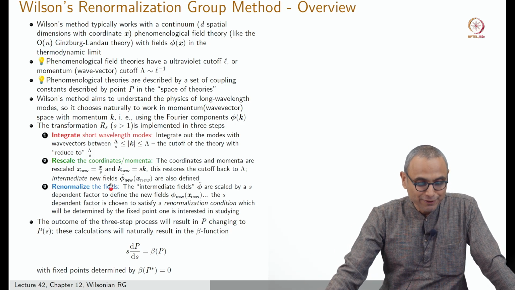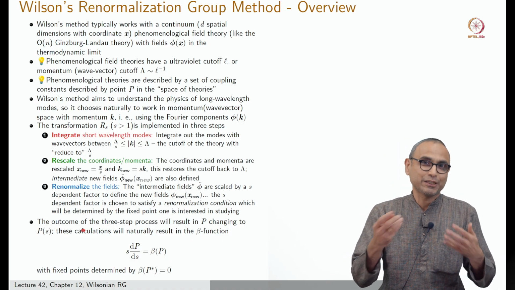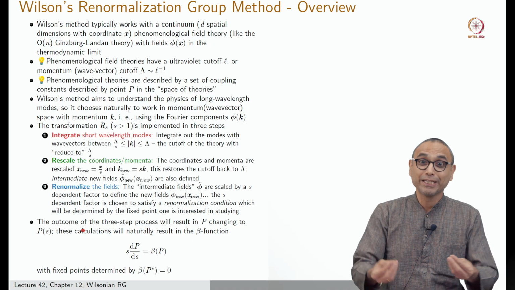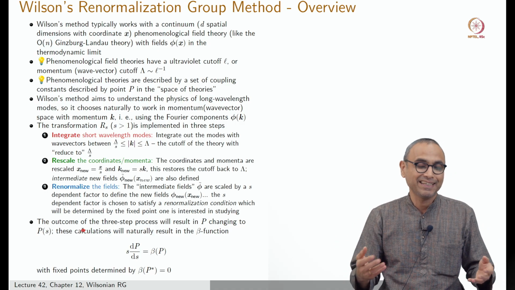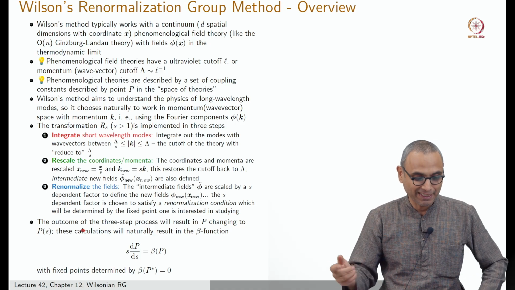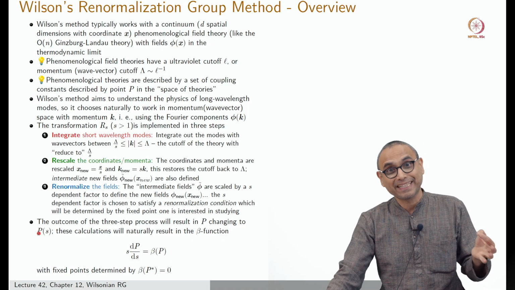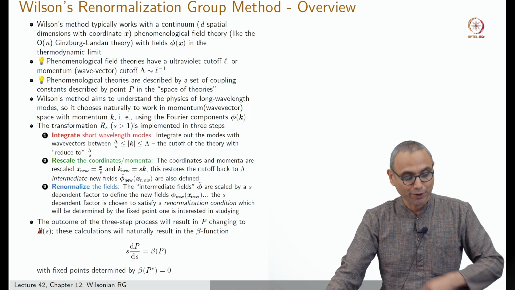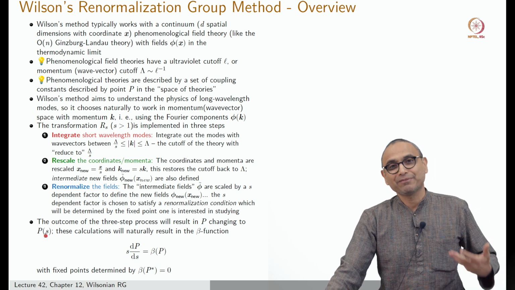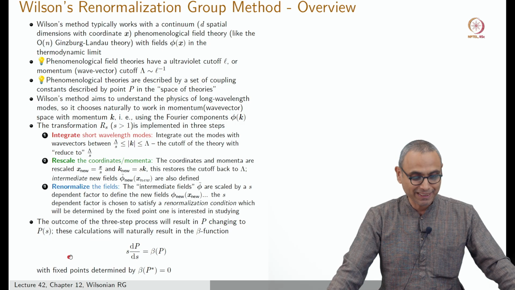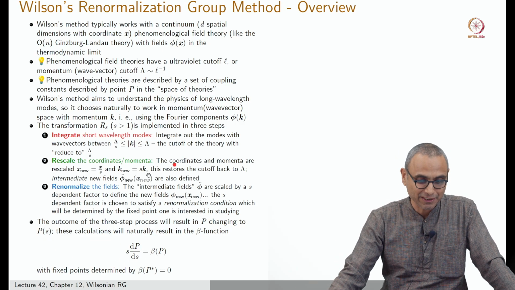The outcome of this whole story is that the coupling constants you started off with will change to a new set of coupling constants. The form of the action will remain unchanged. You will end up getting that this point P that you start off with will move to a new point, which is called P of s, and from here we can calculate what is called a beta function, which is the differential version of this RG flow.